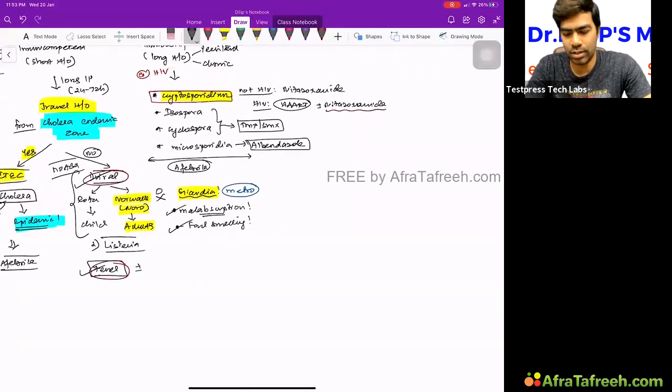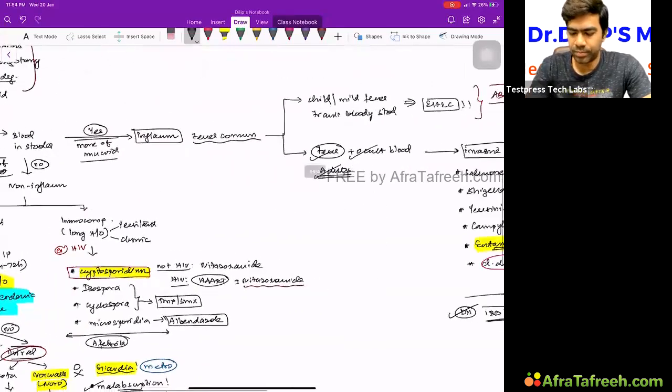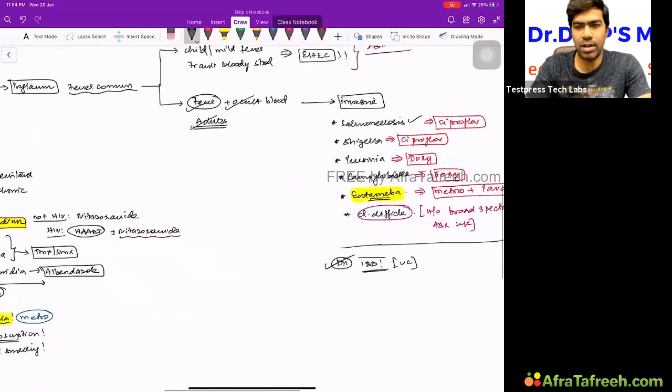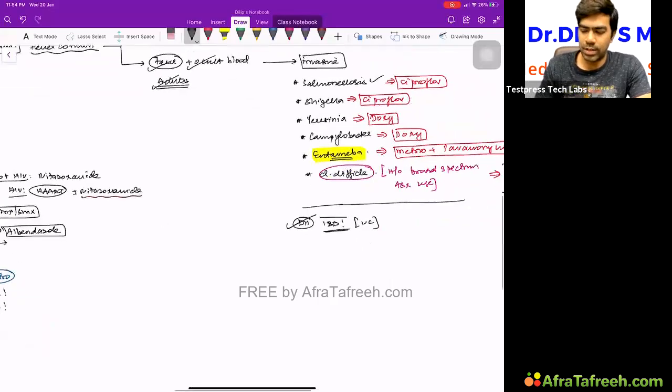Cryptosporidium, nitazoxanide; Isospora, Cyclospora, cotrimoxazole; Microsporidium, albendazole. Then giardiasis, of course, is metronidazole. And EHEC, enterohemorrhagic E. coli, with the HUS complex, you generally don't use antibiotics. In fact, fever and frank blood in stools is a contraindication for giving antibiotics. If the patient has salmonellosis, it means ciprofloxacin; Shigella, ciprofloxacin; Yersinia and Campylobacter, doxycycline; Entamoeba histolytica, metronidazole and paromomycin.